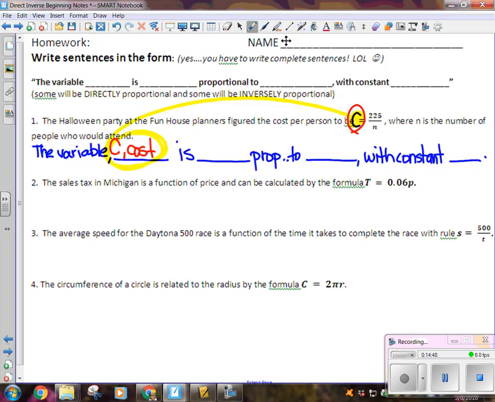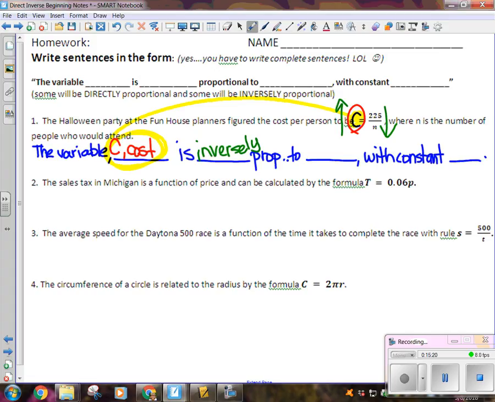Now, take a look at the equation. Is it inversely proportional or directly proportional? See if you can figure out which one it is. Is that an inverse or direct? Let's take a look at the letters. Where's C located, top or bottom? Top. Where's N located, top or bottom? Does that kind of give you a hint? When one goes up and the other one goes down, that's not direct, that is inverse. So I'm going to type in inversely proportional.